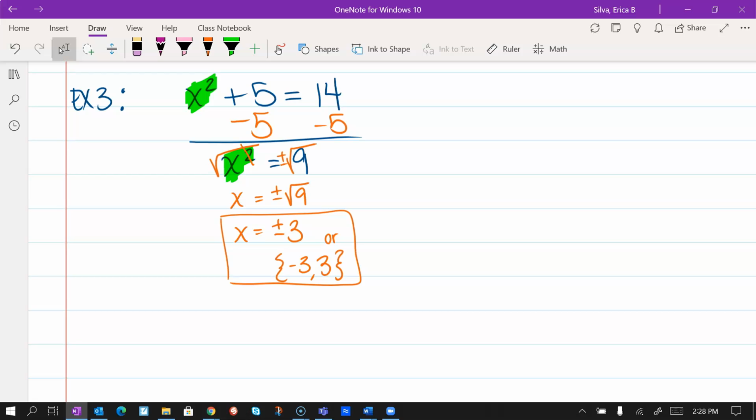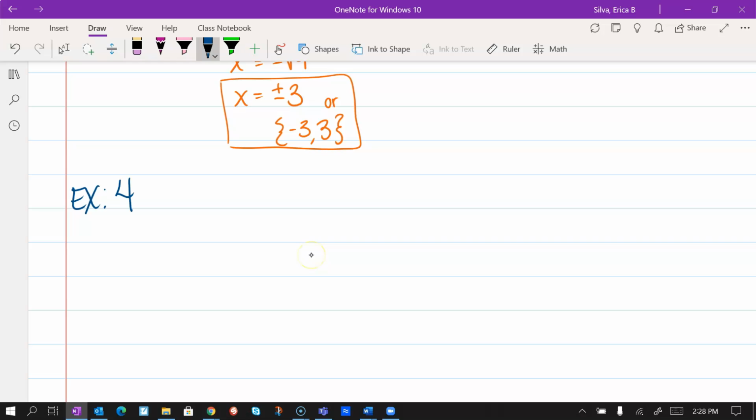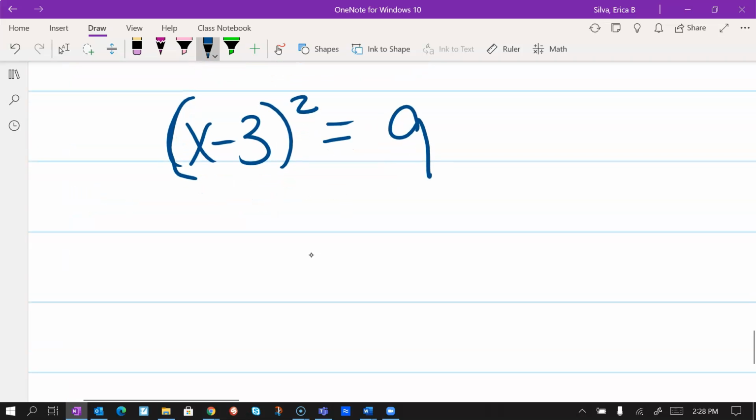Questions so far? All right, we've got 2 more examples. Example number 4. We have x minus 3 squared equal to 9. All right, what is being squared? Perfect, the x minus 3.